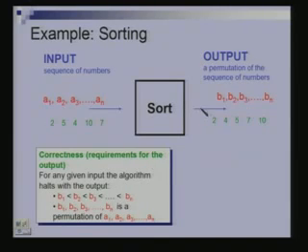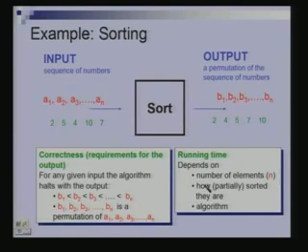Okay, what are the requirements of the output? We said it should be in non-decreasing order, and it should be a permutation of the input. Any set of numbers which are in non-decreasing order doesn't make an output, right? Your algorithm should sort the numbers that were given to it, not just produce a sequence of numbers in increasing order.